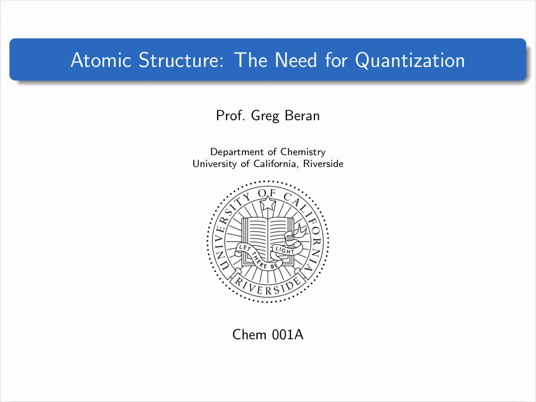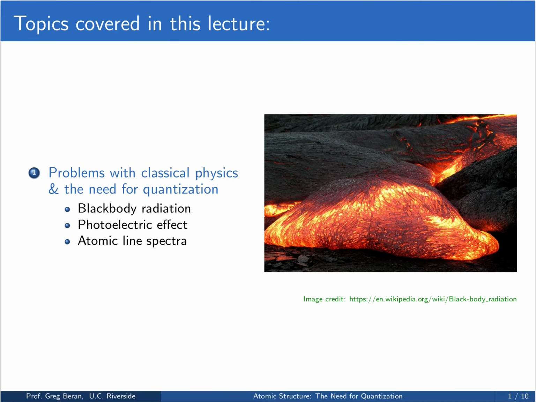In the last lecture, we talked about some of the basic properties of light. In this one, we're going to look at some examples where classical physics fails and this new idea, this need for quantization, emerged. So we're going to look at a few examples, in particular something called blackbody radiation, the photoelectric effect, and atomic line spectra.